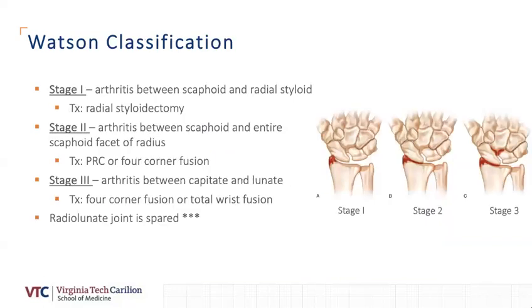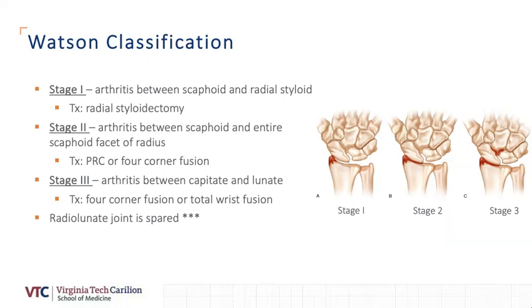The Watson classification is used to describe the severity of SLAC wrist. In stage 1, you will have arthritis between the scaphoid and the radial styloid. In stage 2, you will also develop arthritis between the entire scaphoid facet of the radius and the scaphoid. And then in stage 3, you develop arthritis between the capitate and the lunate.